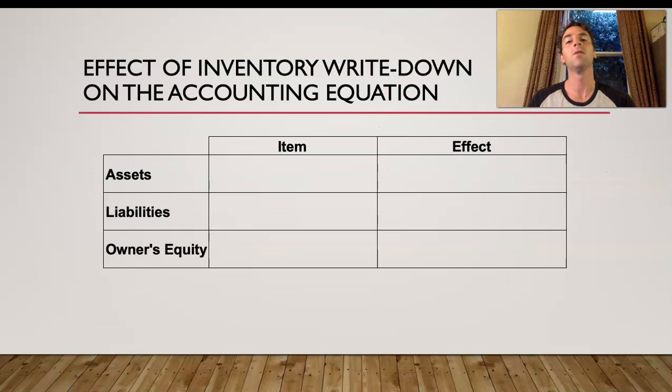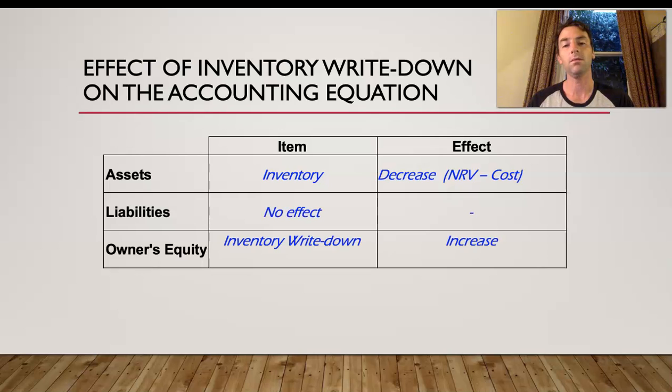Prior to that, let's think about the effect of the inventory write-down on the accounting equation. Our assets are going to decrease because we're going to say our inventory goes down. You might be suddenly thinking, well, if inventory goes down as an asset, that might be our credit in our general journal entry. There is no effect to our liabilities, which means our owner's equity must decrease.